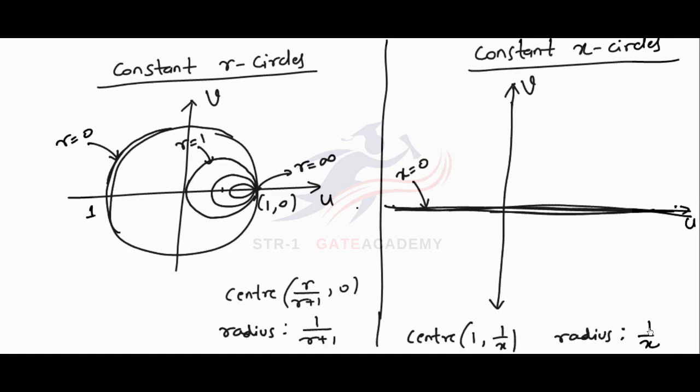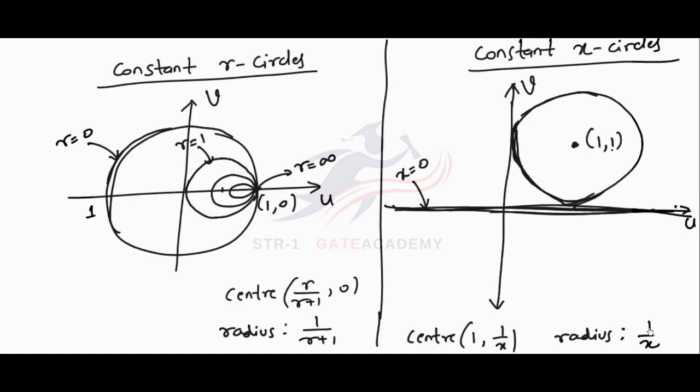Now next, x equal to 1. For x equal to 1, the center is 1, 1 and radius is also 1. So center is 1, 1 and radius is also 1. So therefore it would be a circle, this circle. Its center is 1, 1.